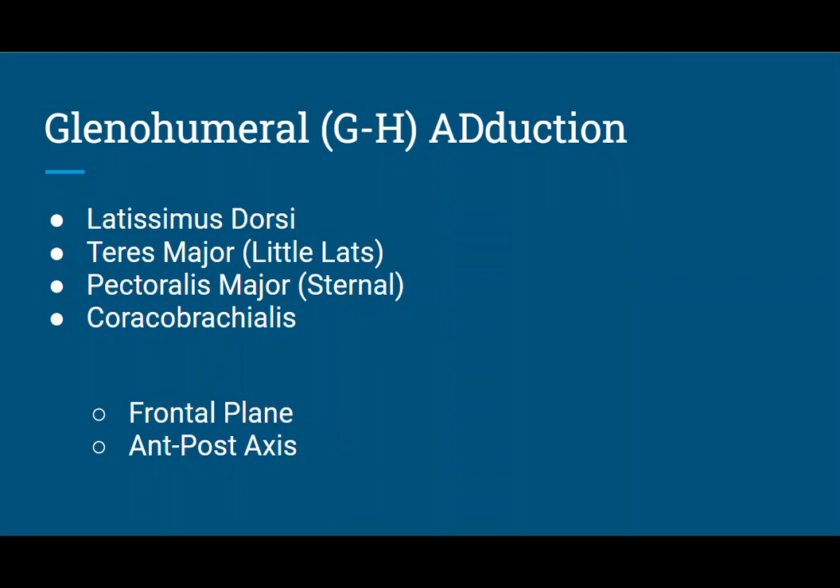In summary, for glenohumeral or GH ADduction toward the midline, we have the latissimus dorsi muscle, the teres major, also known as the little lats, pectoralis major, the sternal head, and the coracobrachialis. And again, ADduction is a frontal plane motion about the anterior posterior axis.